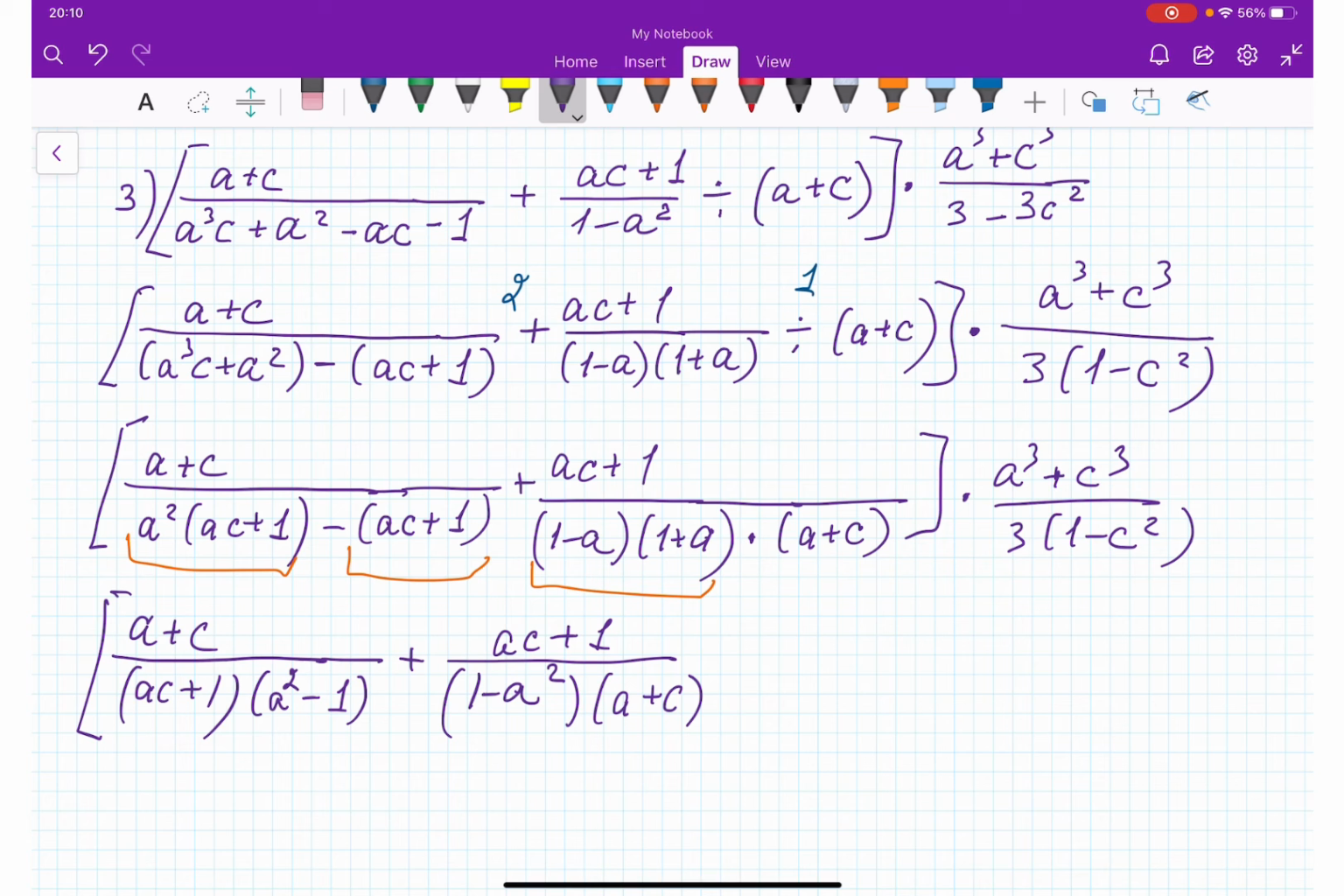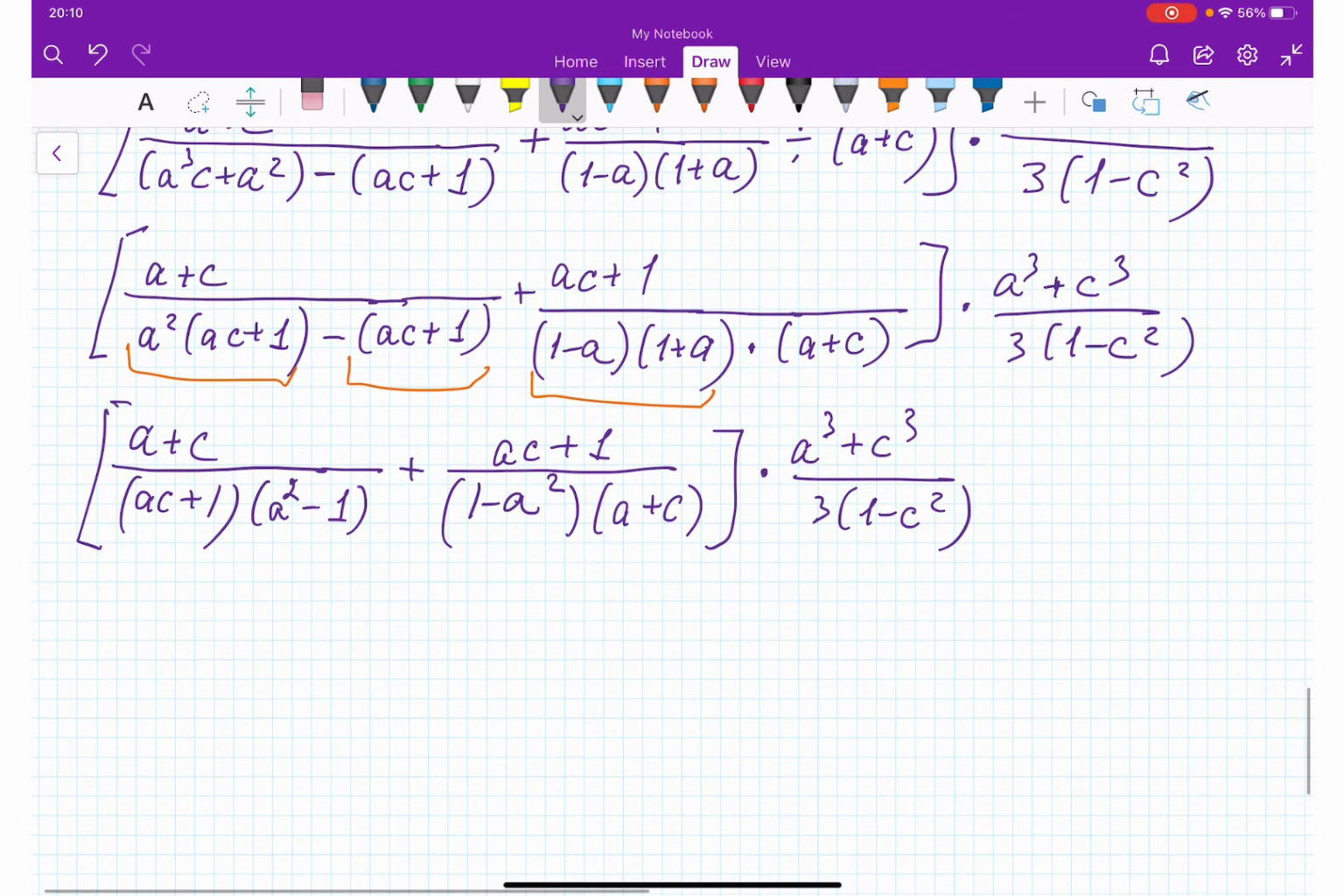So closing square brackets and multiplying by a cubed plus c cubed and 3 times 1 minus c squared. All right, let's bring to common denominator. What is going to be the common denominator? It's a lot. The common denominator is going to be practically ac plus 1, right? It's going to be either a squared minus 1 squared or 1 minus a squared. Let's do a squared minus 1 squared. So 1 squared is 1, and then a plus c.